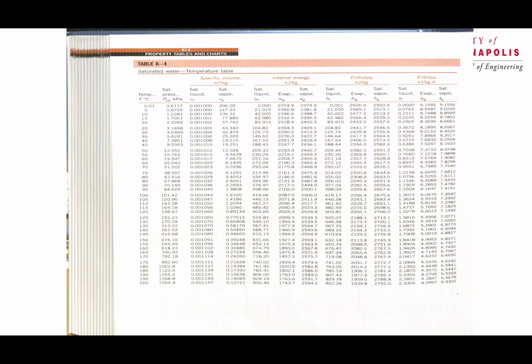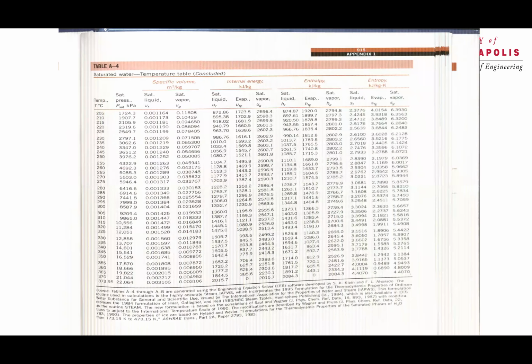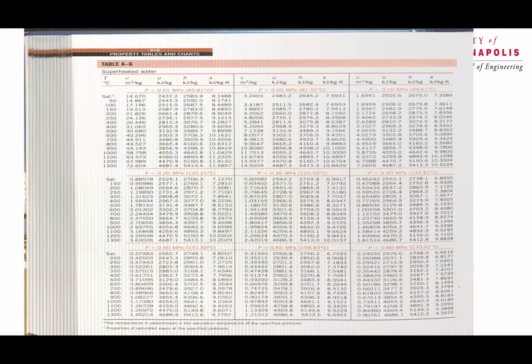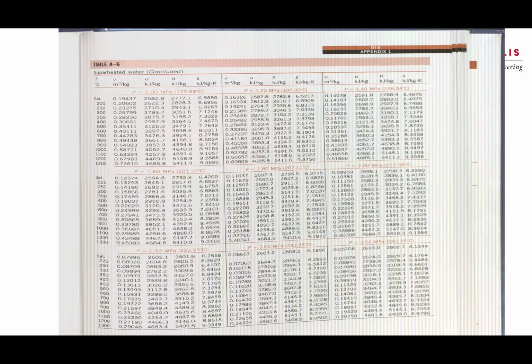Let's look at our tables here. For 50 degrees, I would go to the temperature table. Here you can see that table A4 is saturated water temperature. A4 has a second page. A5 is the saturated water pressure table. Whenever you're not given the temperature but you are given the pressure, you can come into this table and look at further values. And then we have the superheated water table, which is categorized by the value of pressure.